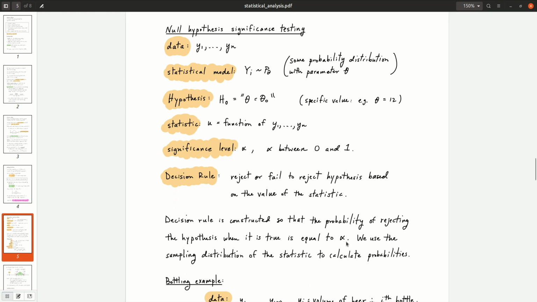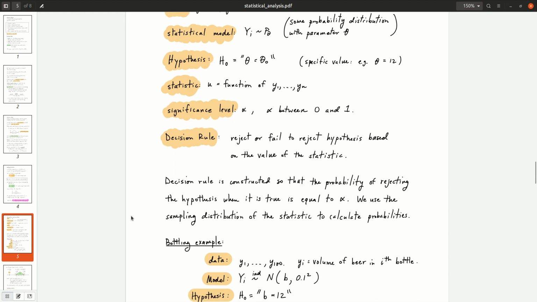And the idea is we want to pick alpha to be small because rejecting the hypothesis when it's true is a mistake, and we want to make mistakes not very often. So we're going to pick this alpha to be small, like 0.05 or 0.01. And we use the sampling distribution of the statistic, which comes from the statistical model, to determine exactly what this decision rule has to be so that this probability is equal to alpha.